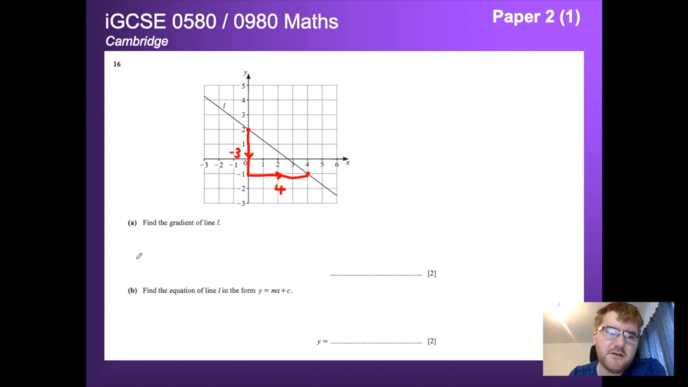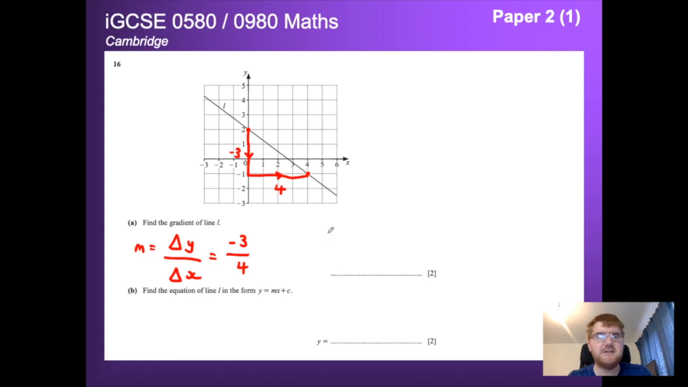So if I use my gradient formula, which is the change in y, using that triangle for change, over the change in x, let's have a look. Well, we're going 3 down and 4 across. So we get minus 3 at the top, the change in y, over the change in x, which is 4. Generally, we don't write fractions like this. We're just going to write it as minus 3/4.